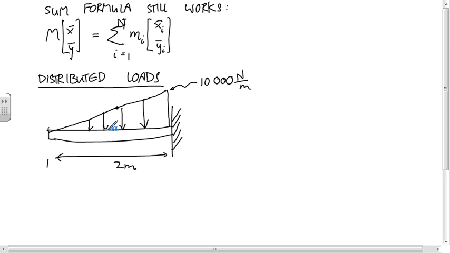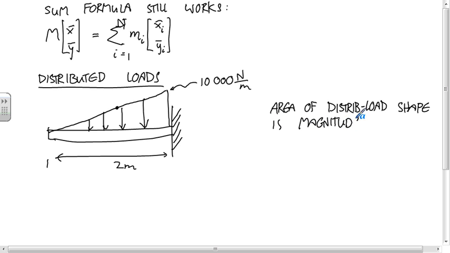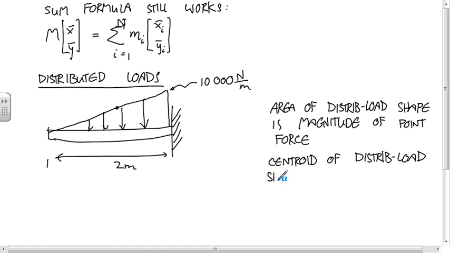What about the magnitude of the point force? How do you find that? Well, that's the area, okay? So the area of the distributed load shape is the magnitude of the point force, and the centroid of the distributed load shape is the point where that force acts.